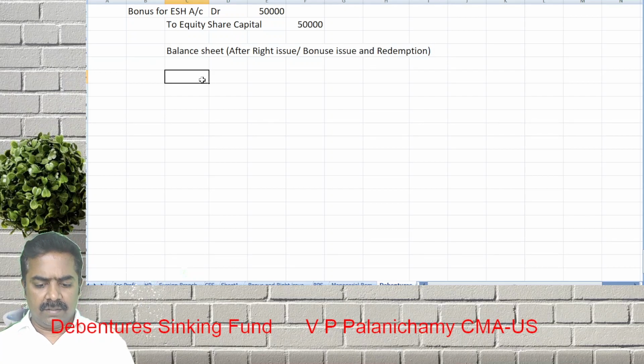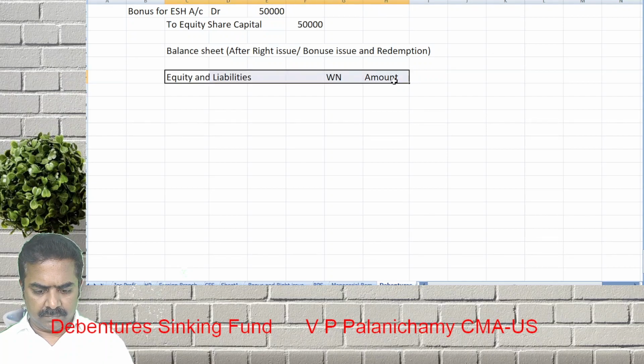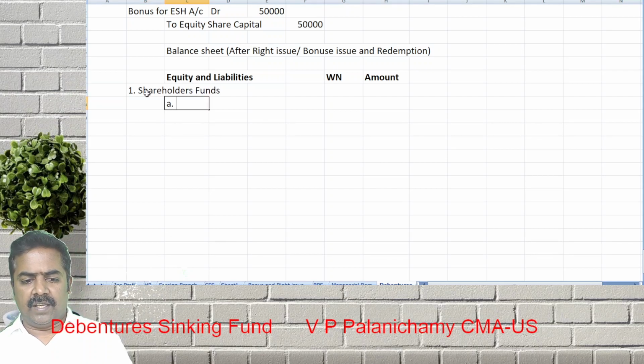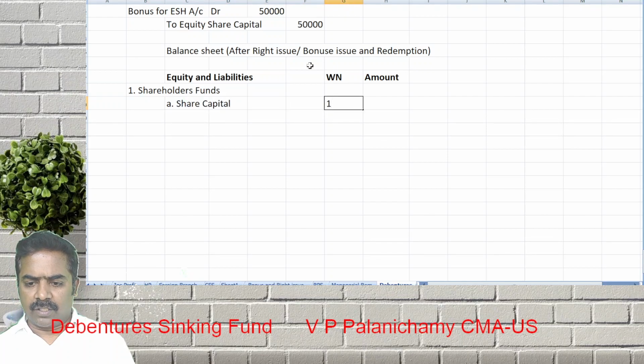Start. Title, equity and liabilities. Or maybe we can maintain it like a working note. Then amount. In equity and liabilities, what is the first order? Shareholders' funds. Shareholders' funds, like A, share capital. Let us do a working note or schedule. What is the share capital given already?